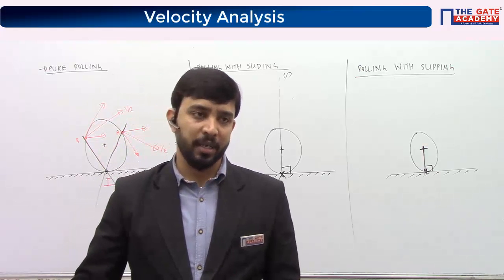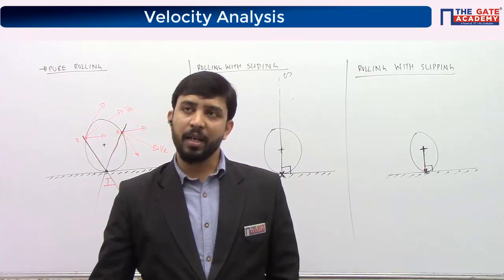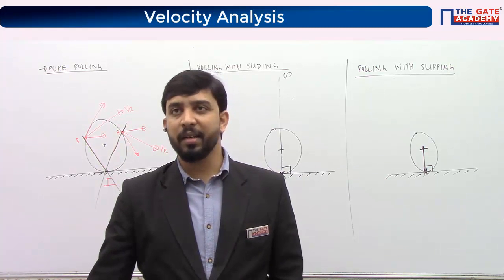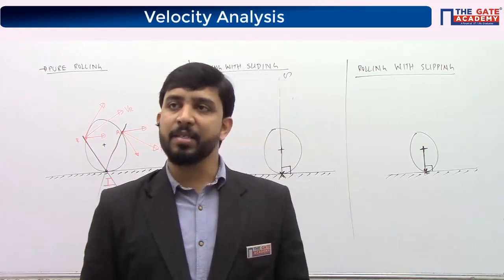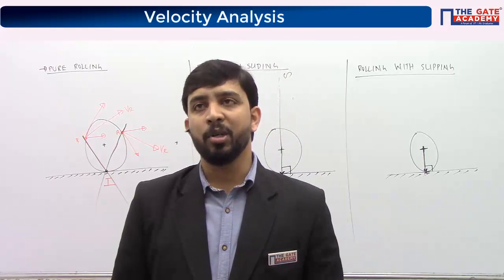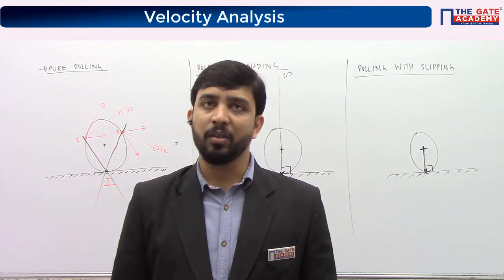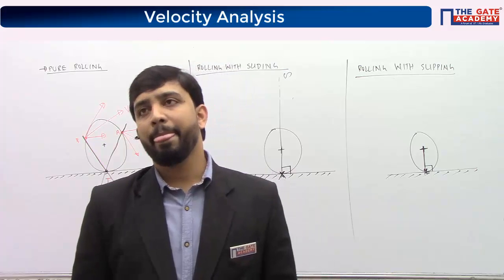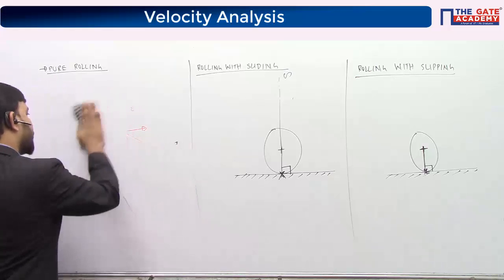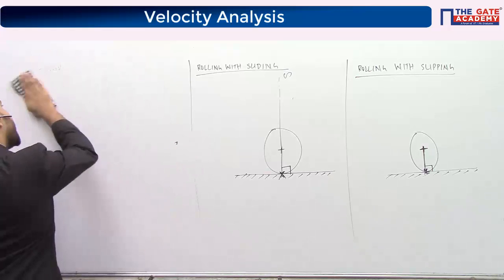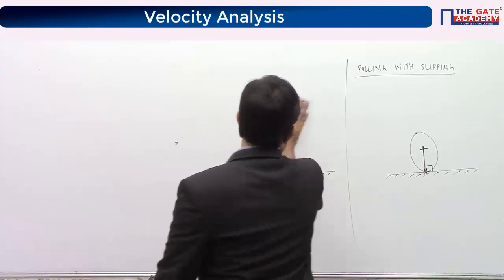Just write down a note. For a general higher pair, the instantaneous center lies somewhere along the common normal at the point of contact. So in a higher pair, there is no restriction on the kind of motion. It can be any motion.